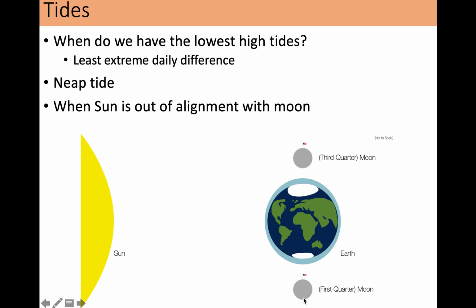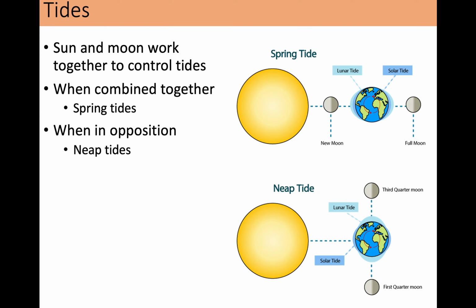So when the moon is in either the first quarter or the third quarter position, out of alignment with the sun, is where the tides are working in opposition. So the solar tide and the lunar tides are not combined, they're working against each other. It makes our high tides less high and our low tides less low. So it's going to be a much smaller range from high tide to low tide when we have this out of alignment situation, where we have what we call neap tides.